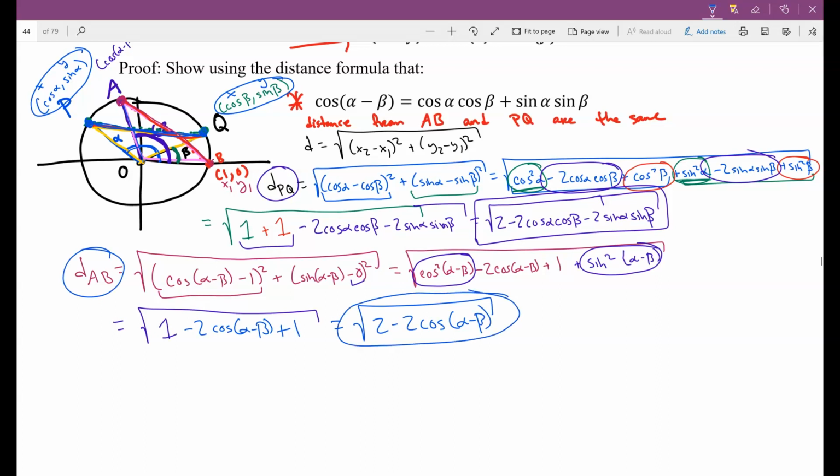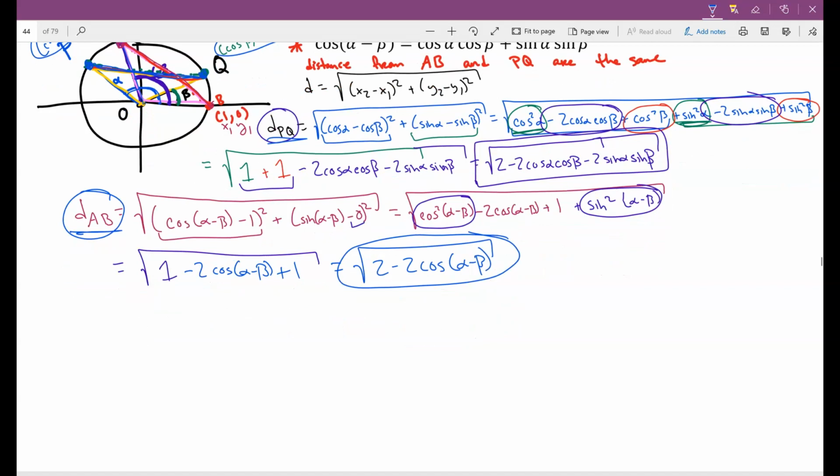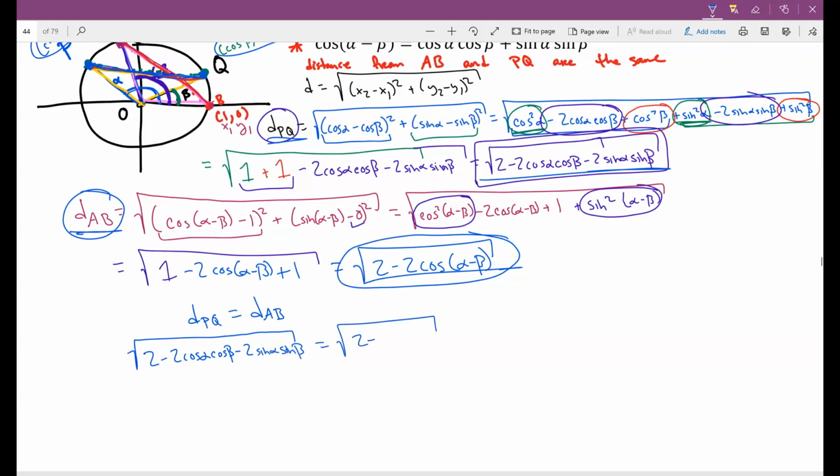Now we said that these two triangles are rotated from each other, so that means that the distances are going to be exactly the same. So that means that the distance from P to Q is going to be the distance from A to B. So what I'm going to do is set these equal to each other. So the first one's going to be the square root of 2 minus 2 cosine alpha cosine beta minus 2 sine alpha sine beta is equal to the square root of 2 minus 2 cosine alpha minus beta.